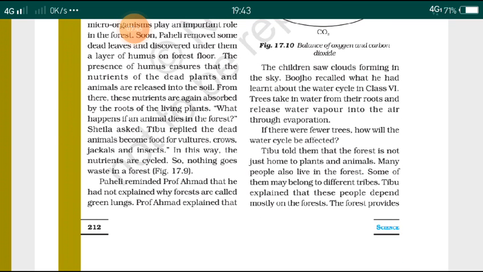Some people also live in the forest. Some of them may belong to different tribes.